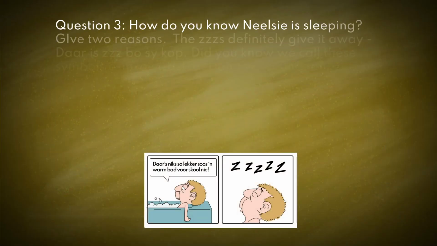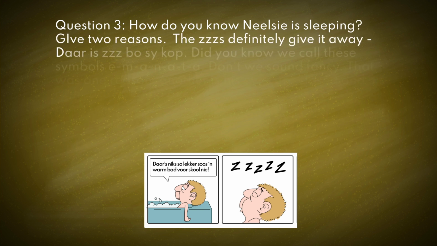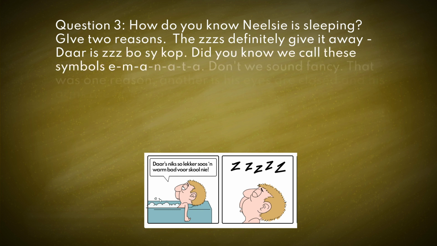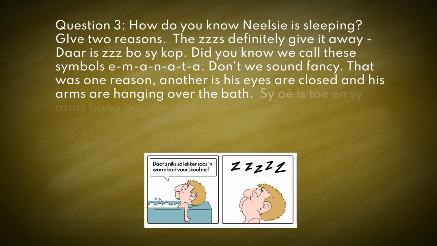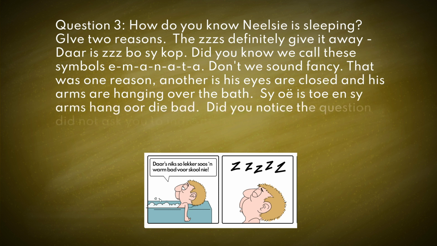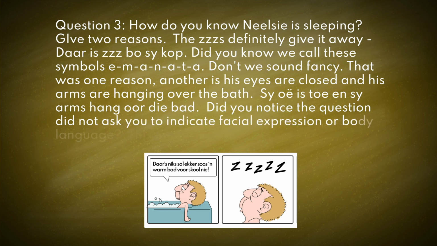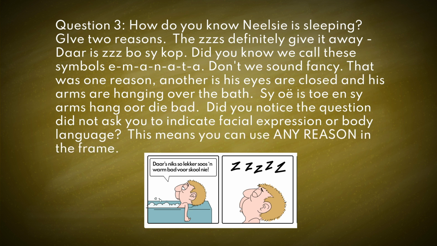Question 3. How do you know Nielsie is sleeping? Give 2 reasons. The Z's definitely give it away. Daar is Z's bo sy kop. Did you know we call these symbols emanata? Don't we sound fancy? That was one reason. Another is his eyes are closed and his arms are hanging over the bath. Sy oë is toe en sy arms hang oor die bad. Did you notice the question did not ask you to indicate any facial expressions or body language? This means you can use any reason in the frame.